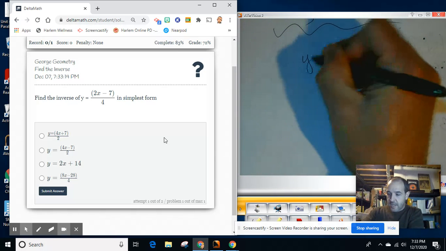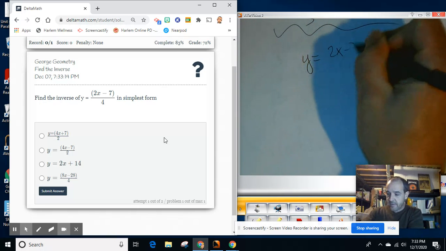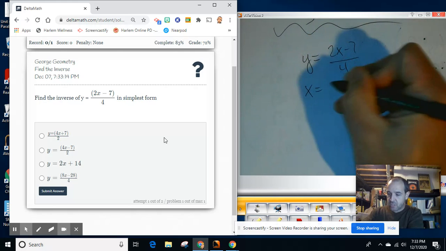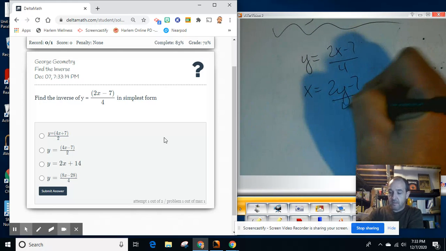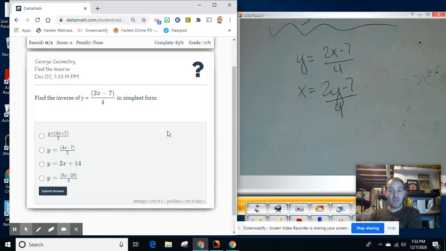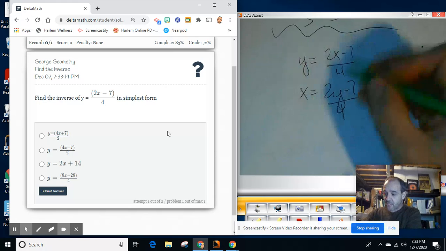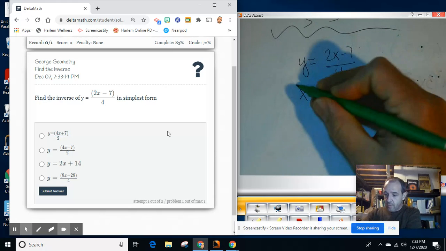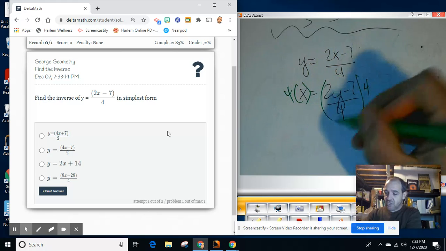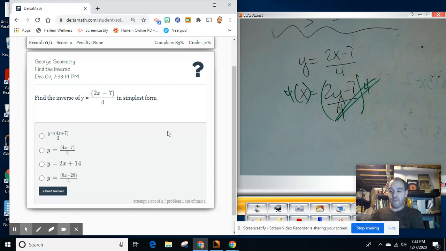All right, y equals 2x minus 7 over 4. Switch x and y. And some of you that haven't done anything in a while, you're like, dang, we've done a lot of stuff. Yeah, so you got to hunker down here. Okay, first job, let's dump the fraction. When we multiply by the 4, it does not distribute. It just gets rid of the fraction on this side.